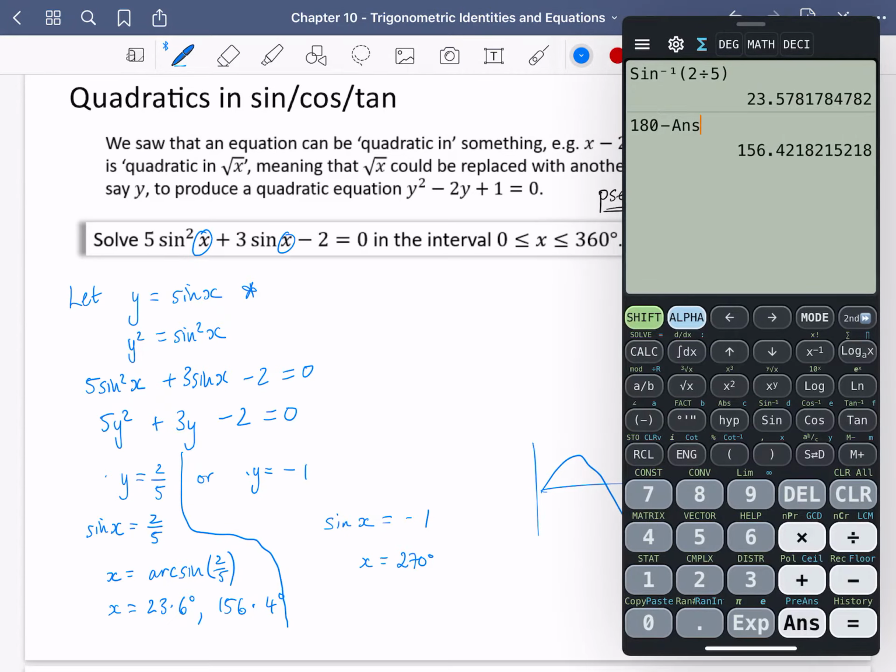I'm just going to confirm that for you by doing the inverse sine of minus 1. And you get minus 90 from this version of the calculator. And we know that you can also do 180 minus that.